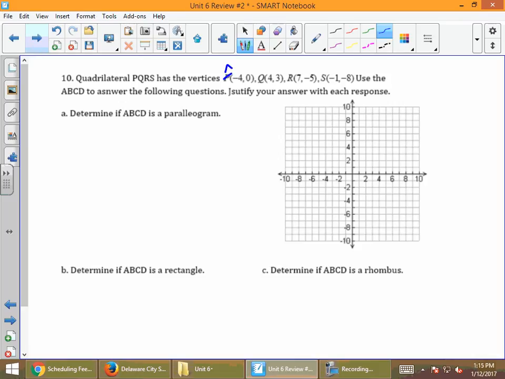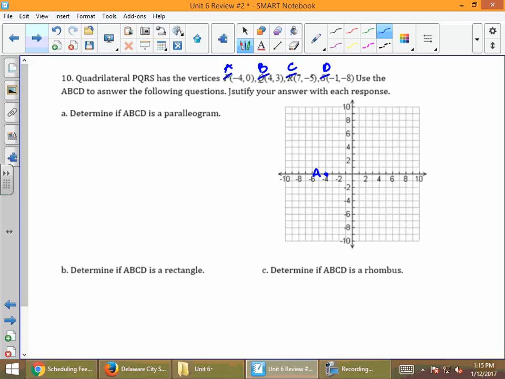This is A, B, C, and D. So kind of answers this. All right, so we got this quadrilateral ABCD. What do you think is the first thing we should do? We've been doing this entire unit. Plot the points. Let's put them on the paper. All right, so let's see what we got. A is negative 4, 0. There you go. There's A.